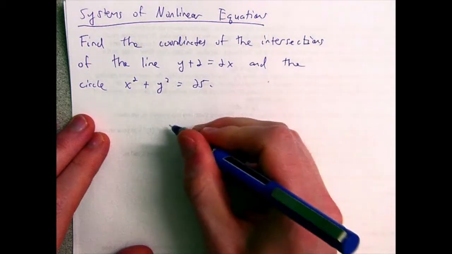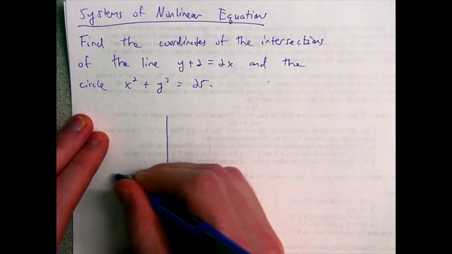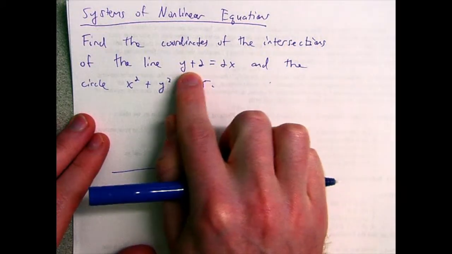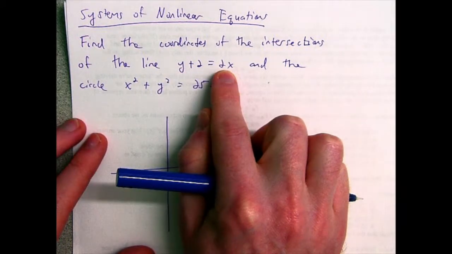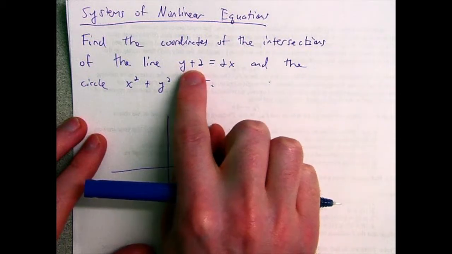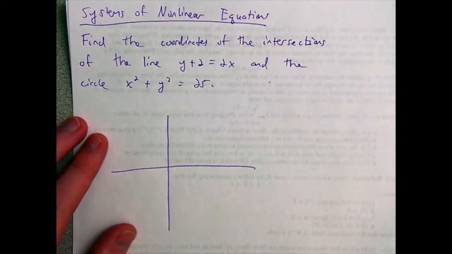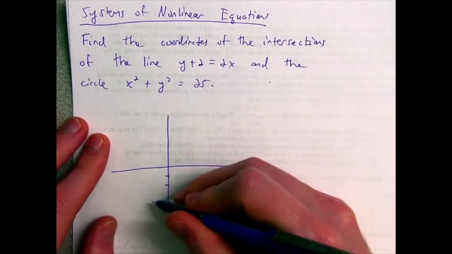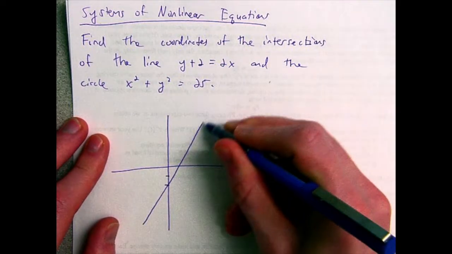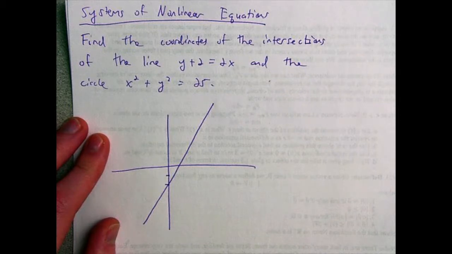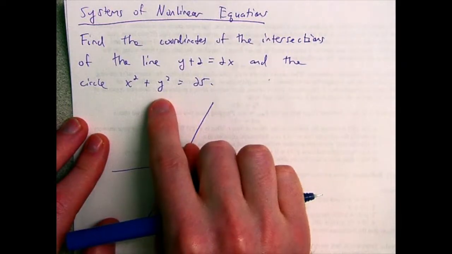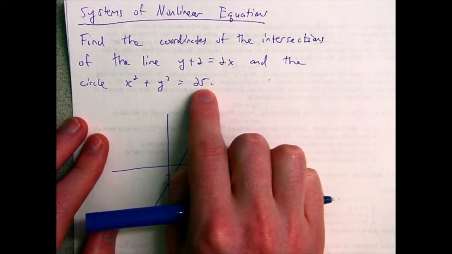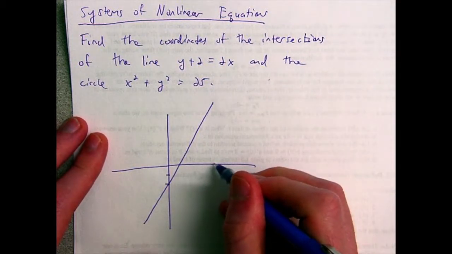So let's sketch these two objects that I've described here. We have a line whose equation is y plus 2 equals 2x. If you solve this for y, you'd have y equals 2x minus 2. That's a line with y-intercept negative 2 and slope 2. So maybe it looks something like that. Okay, so that's our line. This is a circle. H and K are both 0, so it's centered at the origin, and the radius is 5. So maybe that's something like this.